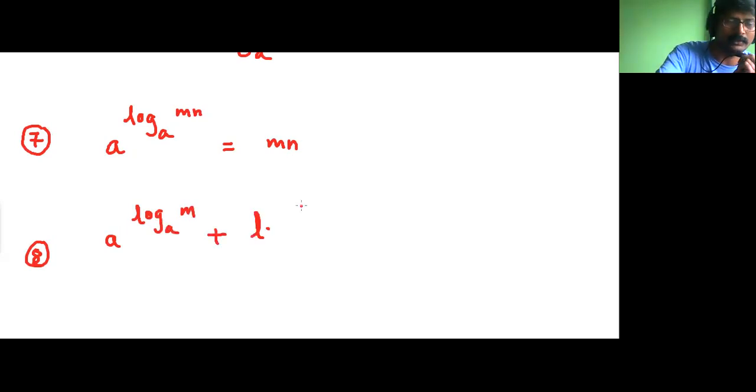Now there are many more rules, such as the eighth one. These are all basically byproducts. A power log m to the base a plus a power log n to the base a. Now what can be written as, see, simply this will become m and this will become n. So this becomes m plus n.